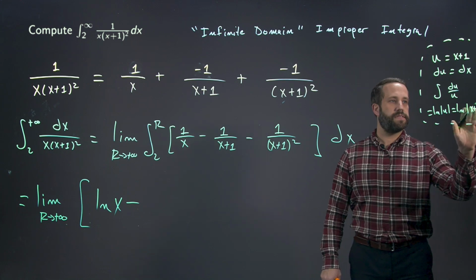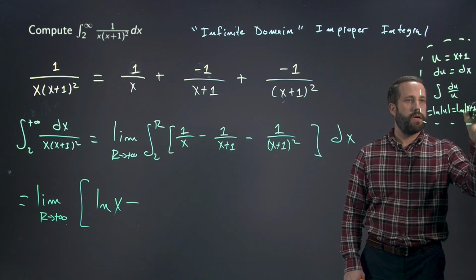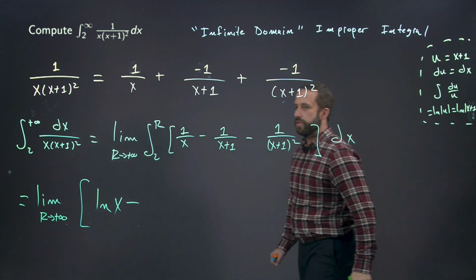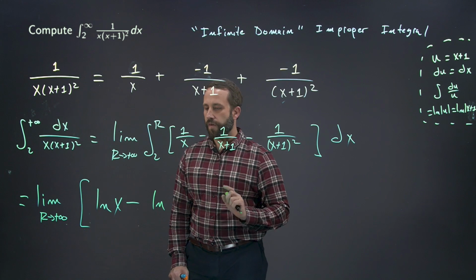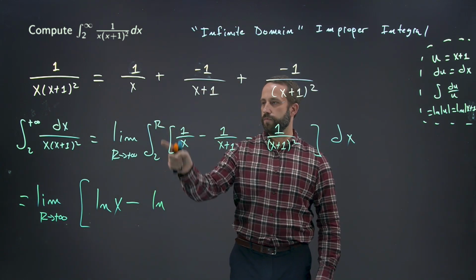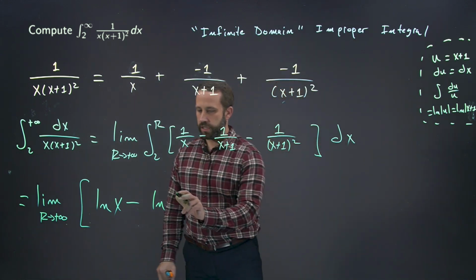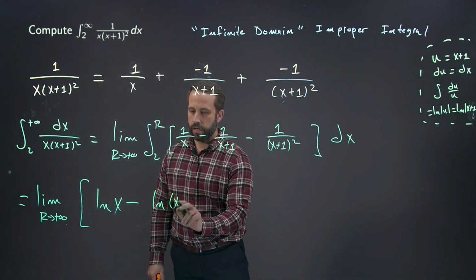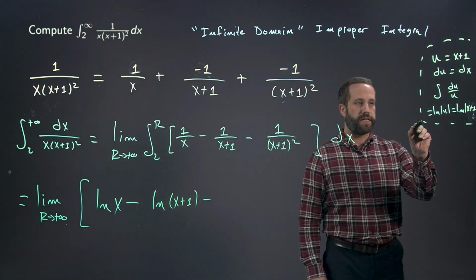Okay, so you can't see it. I went off the board over here, so this would be x plus 1. Okay, so this is now minus the natural log. Again, it's going to be the absolute value of x plus 1, but x is positive. X goes from 2 to r. Those are positive numbers. Therefore, x plus 1 is positive. So this is the natural log of x plus 1 minus, and I can do something similar.